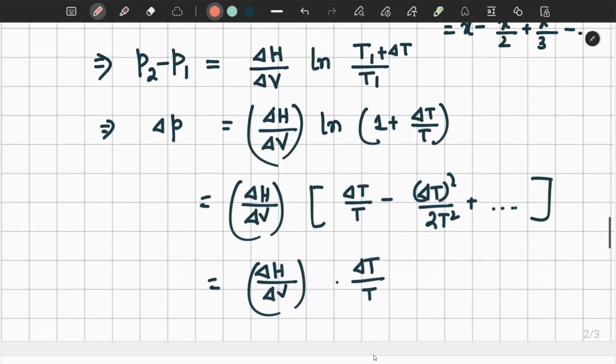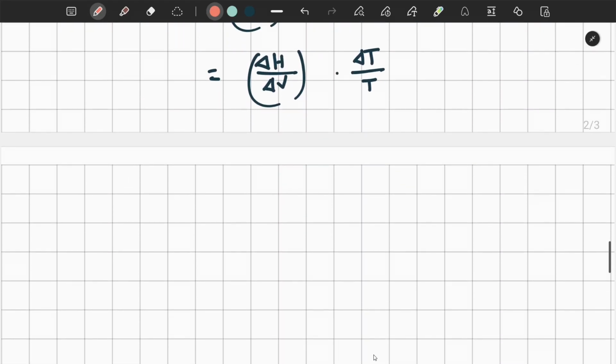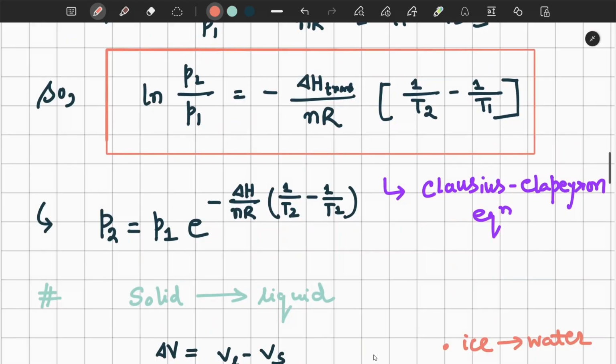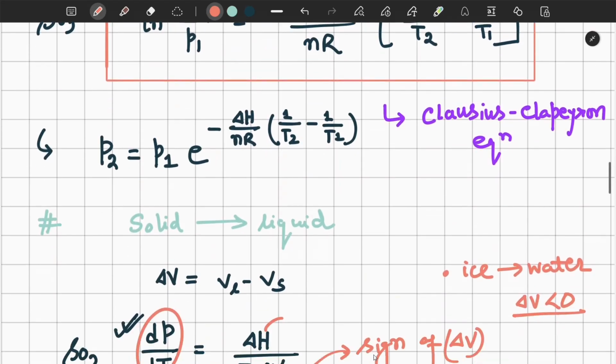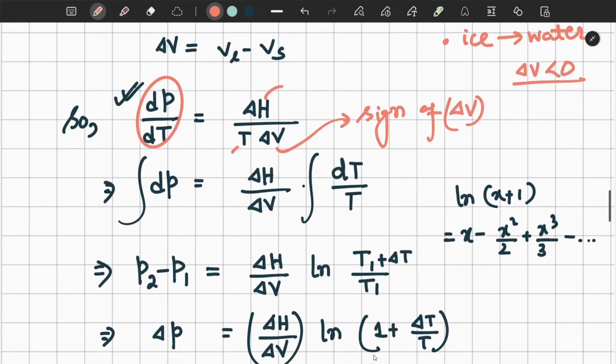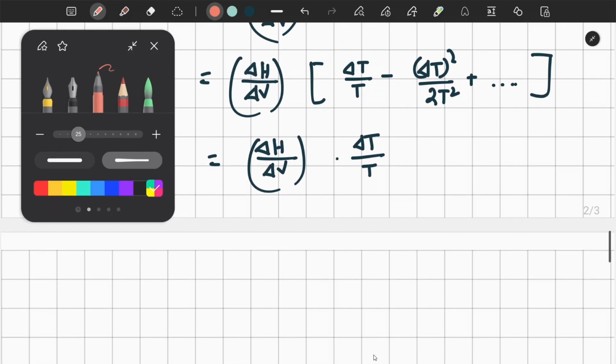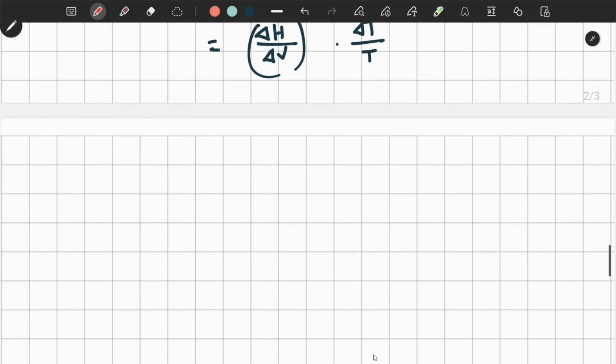So this is not the Clausius-Clapeyron equation. This one is the Clausius-Clapeyron equation. Now we can solve a few questions regarding this.